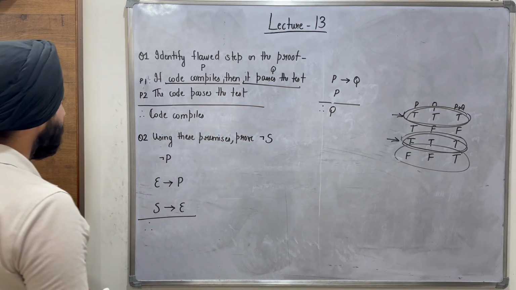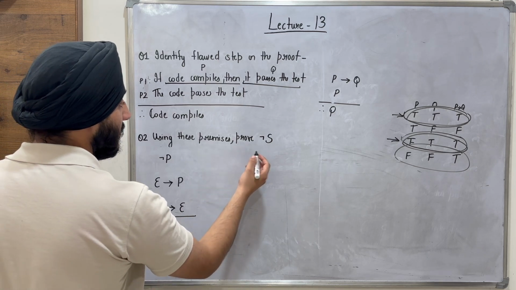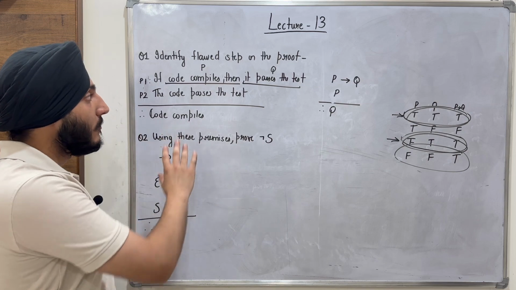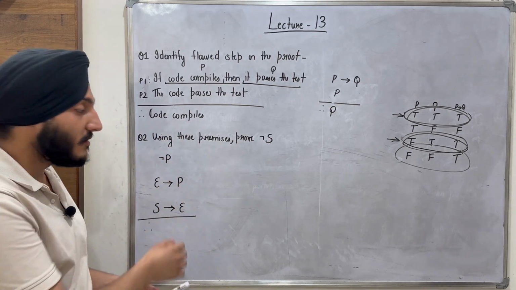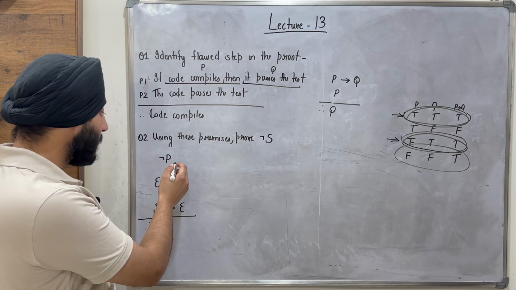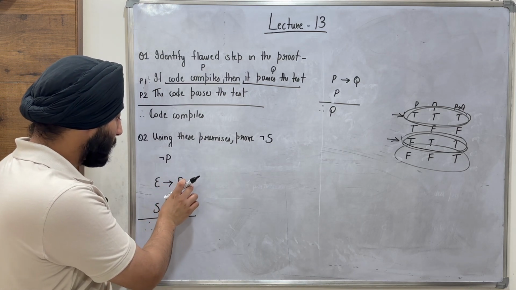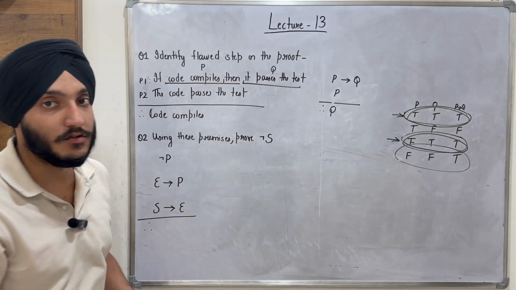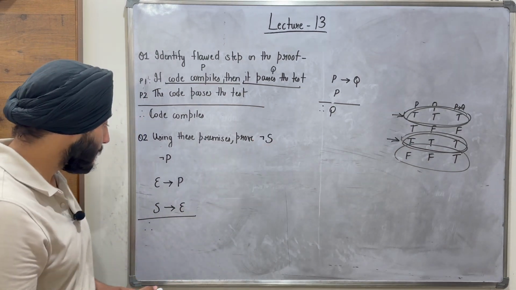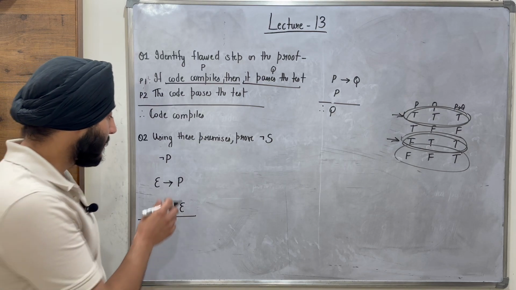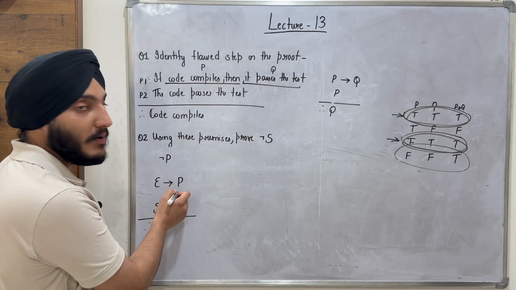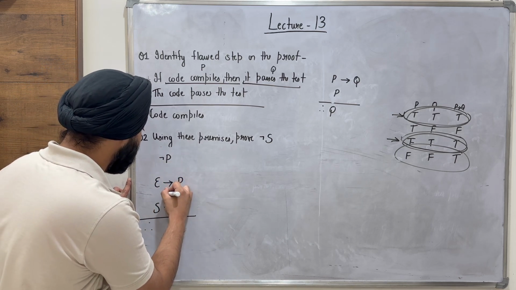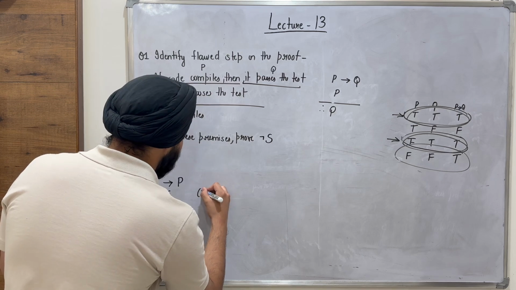Okay, moving on. Question number 2, using these premises, prove negation of S, right? In this case, you don't have to form symbols. I've already given you the symbols. So first I have negation of P, and then E implies P and S implies E. I need to form the conclusion that negation of S is true. From negation of P and E then P is true, my conclusion would be that negation of E is true, right? And this is going to be the modus tollens.